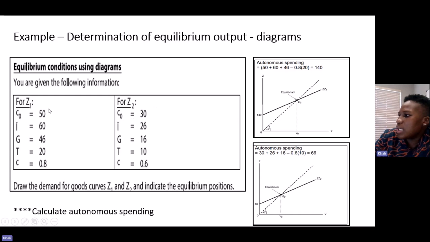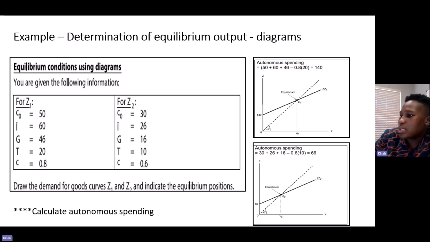So if we start with Z1, all you need to recall is you need to know where the intersection is for Z. So what is Z? Z is autonomous spending. So what would you be spending if Y was zero? What is autonomous spending?